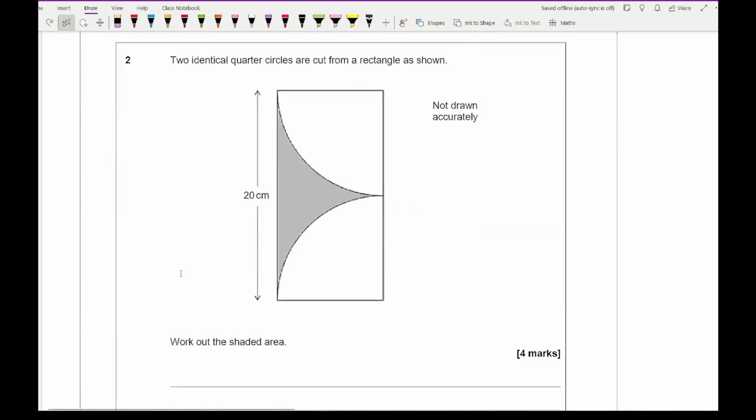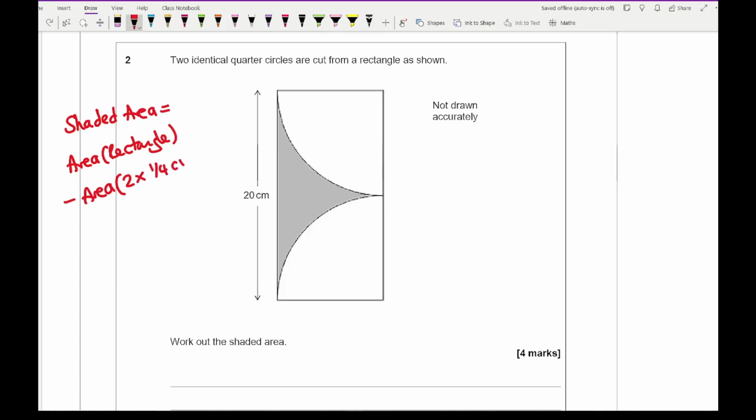So then moving on to question 2, it says 2 identical quarter circles are cut from a rectangle as shown, and the question is asking us to work out the shaded area. Now with most shaded area questions, it's always the big shape, take away the small shape. So the shaded area here is going to be equal to the area of the rectangle minus the area of 2 lots of a quarter circle. So this is what I need to work out first.